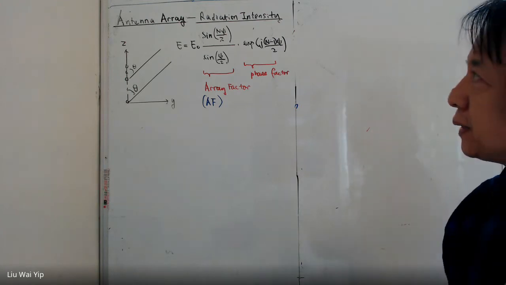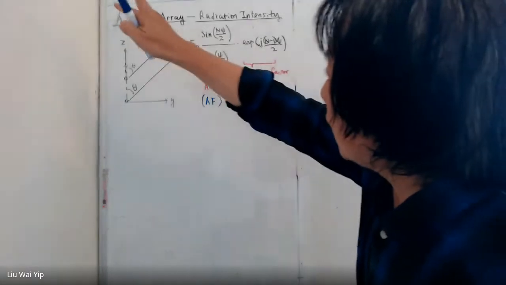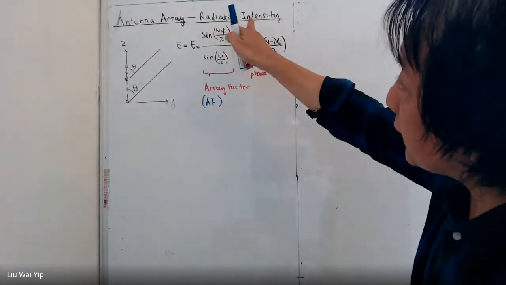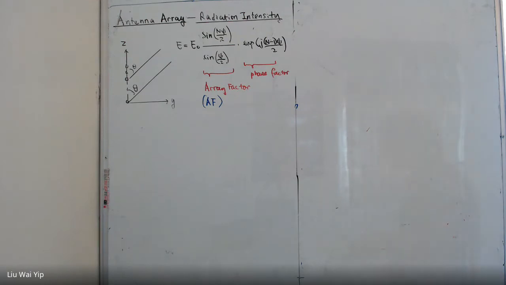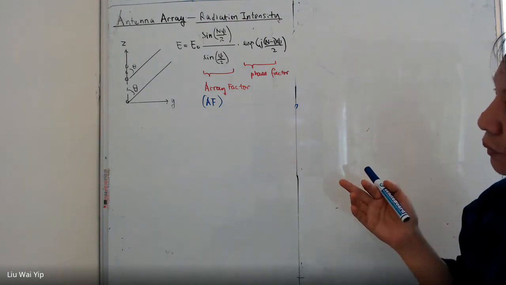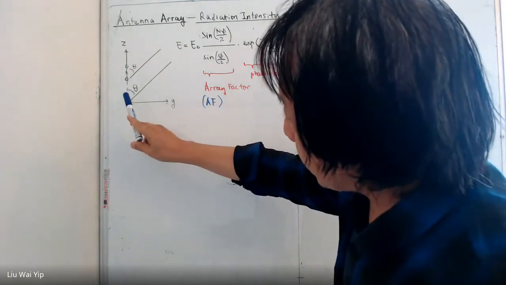Hello everyone. Today we are going to talk about the radiation intensity of an antenna array. Remember what we have done in the last lectures. We have illustrated the structure of an antenna array.